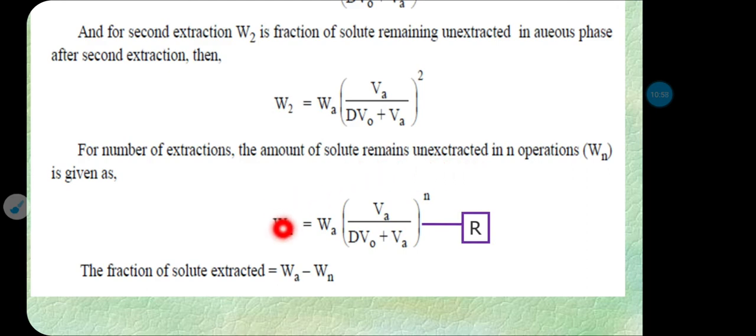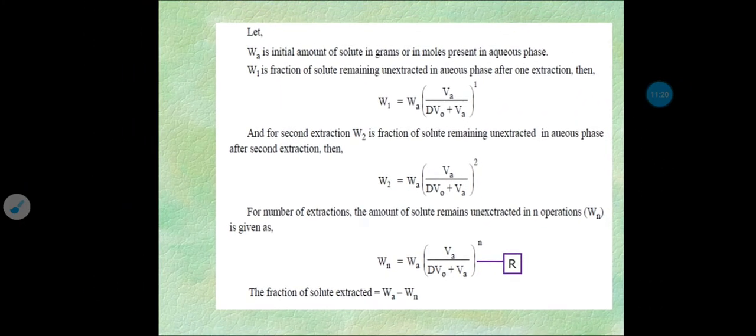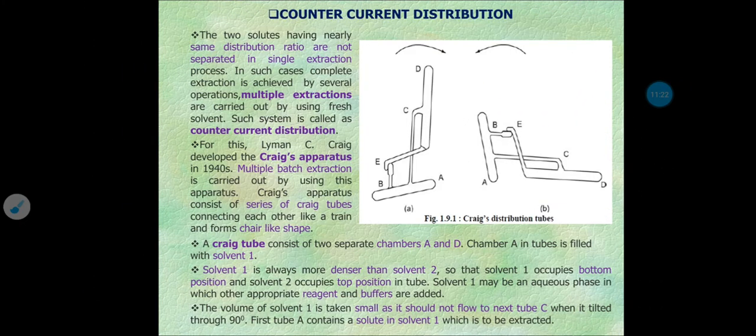That means the fraction of solute remaining unextracted. The fraction of solute extracted can be determined: it is equal to the initial fraction minus the unextracted sample. That means how much solute will be extracted can be determined. On this equation the numerical may be asked to you.